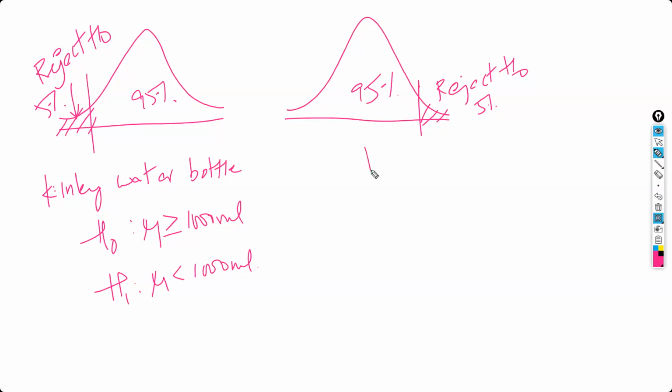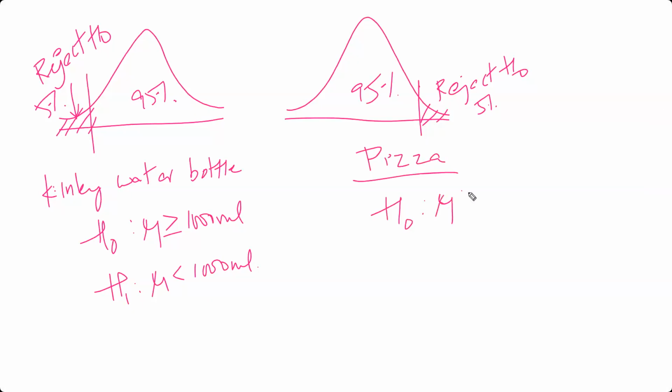Now, if you go with the pizza example, what is the null hypothesis? Mu is less than or equal to 30 minutes.